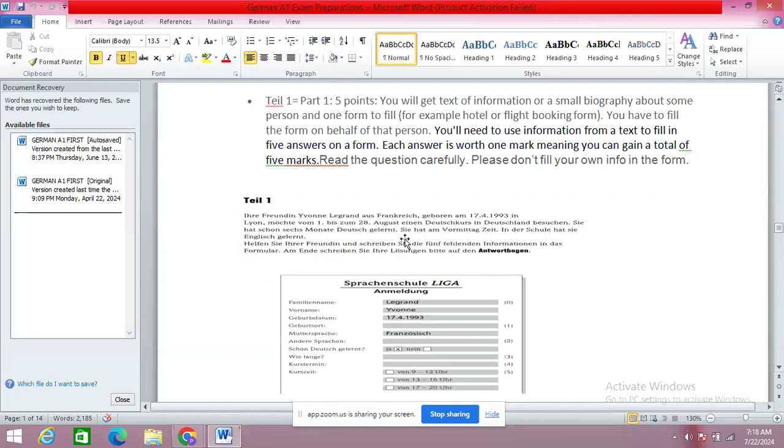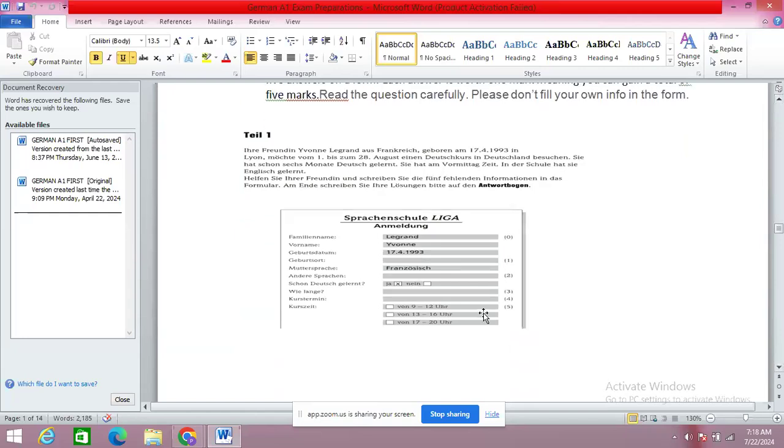In this, we are going to get a form which we need to fill. Basically, a small biography is given to us. We need to read this biography and a small form. For example, a language school form is given to us. Then we need to fill in the information from the biography for that respective person. So we are filling the form on behalf of that person. Like for example, Max, this is Max's information. We will read this information, take the information from above and fill it in here. So there will be 5 blanks which we need to fill in this Teil I.